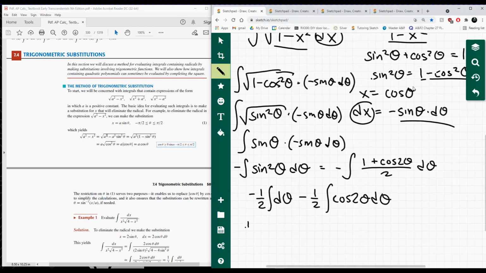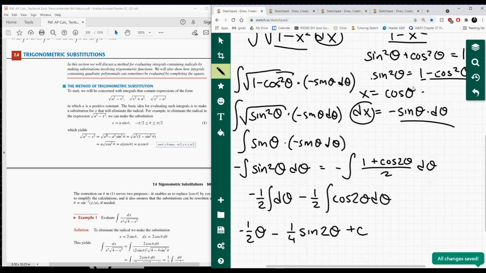And the first term is just going to be negative half theta, because now our variable of integration is going to be theta, minus, and here we're going to get 1/4 sine of 2 theta plus c. So the question is, what is theta?